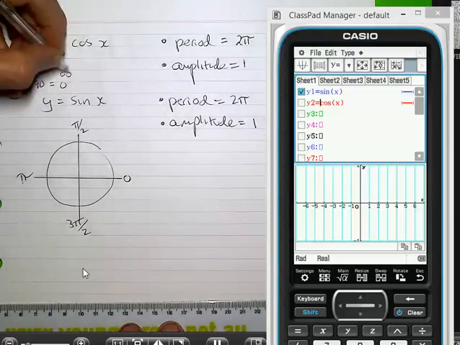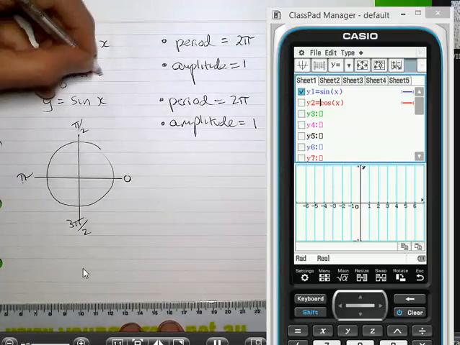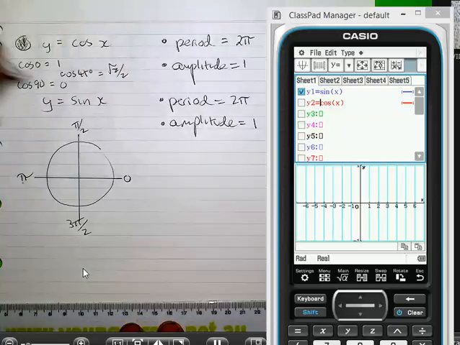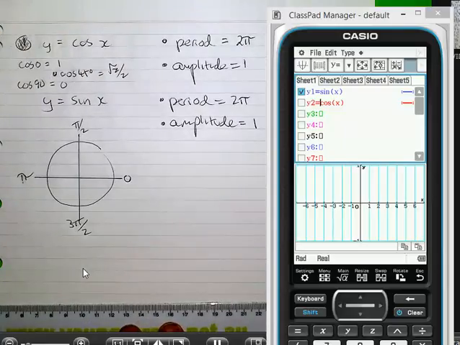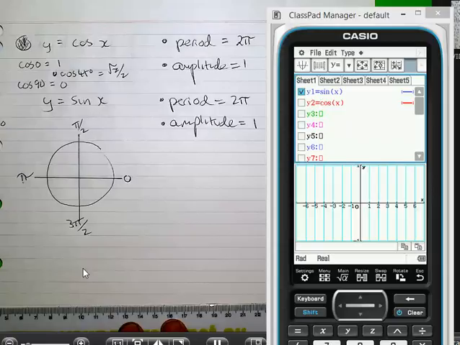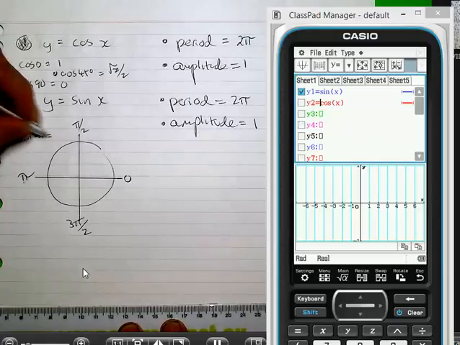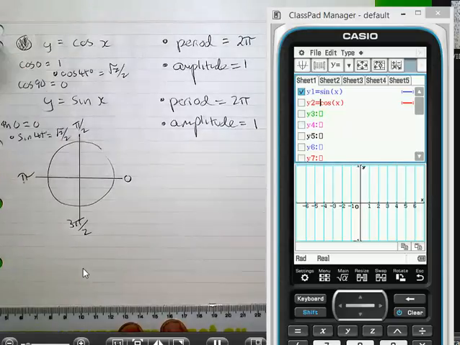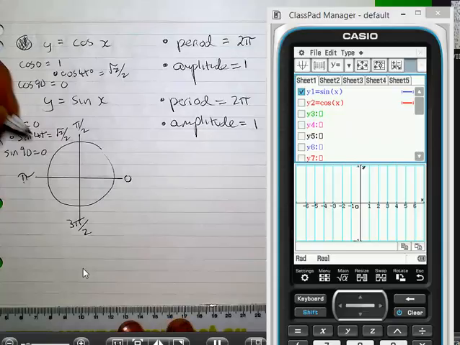The cos of 45, of course, is equal to root 2 over 2. So at cos of 45, and in fact sine of 45, they're going to be equivalent. So the sine of 0 is equal to 0. The sine of 45 is equal to root 2 over 2. And the sine of 90 is equal to 0.